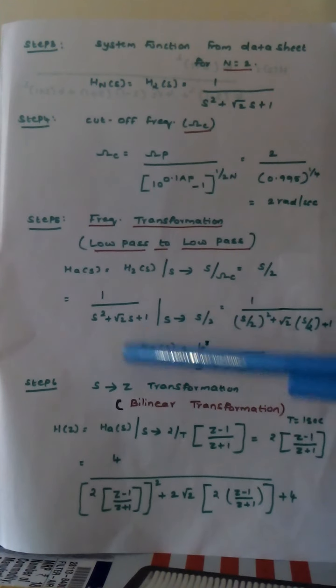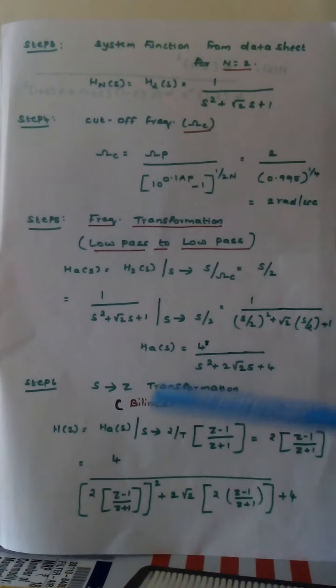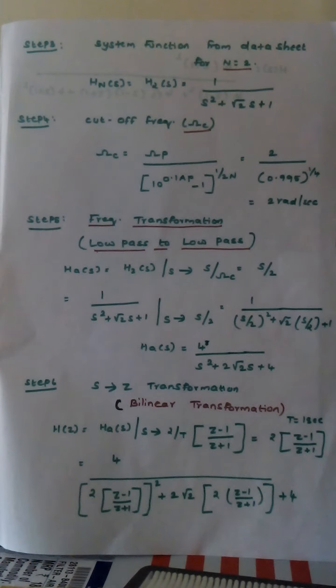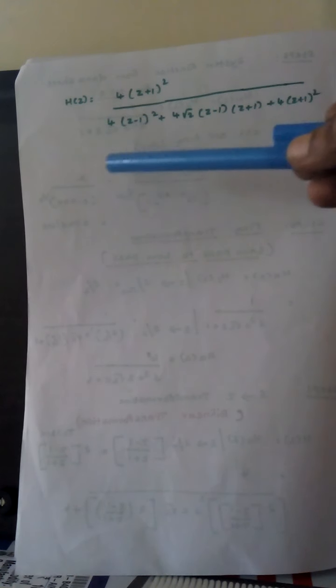In this transfer function, your S value will be replaced, here the T value we are assuming is 1, so 2 into Z minus 1 divided by Z plus 1. If you substitute, the S value will be replaced by this one. So we'll get your H of Z. After simplifying, you are getting your H of Z as this.